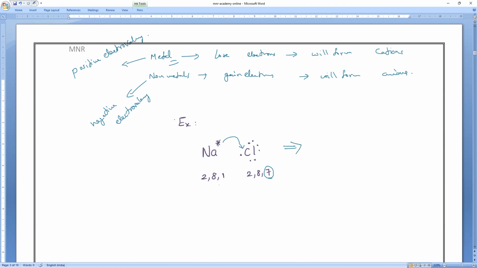Sodium 2, 8, 1. Valency. Chlorine 2, 8, 7. 7 electrons. So 1 is needed to become stable in nature. So after the donating of the electron by sodium, sodium will turn into Na+ and chlorine will turn into Cl-. So that is how sodium chloride will form.